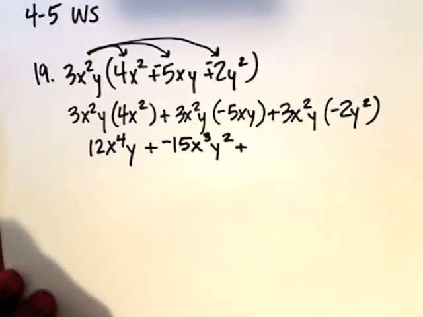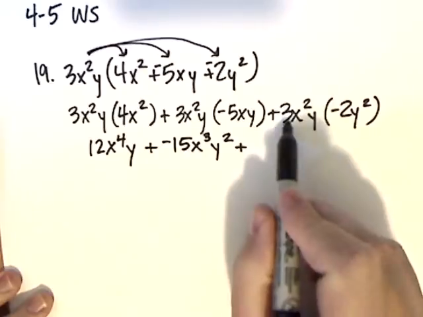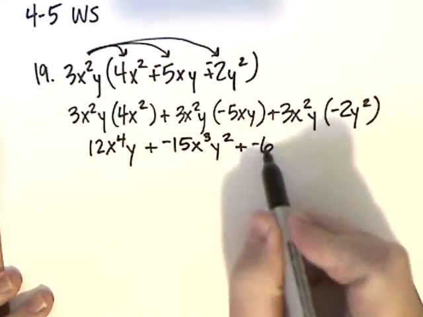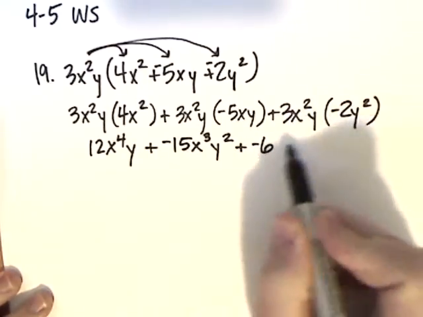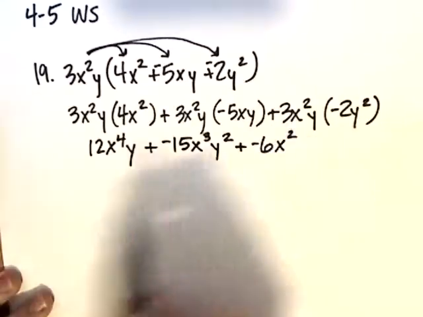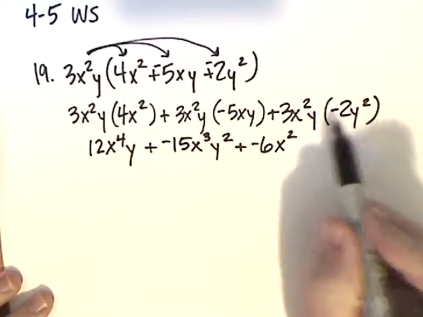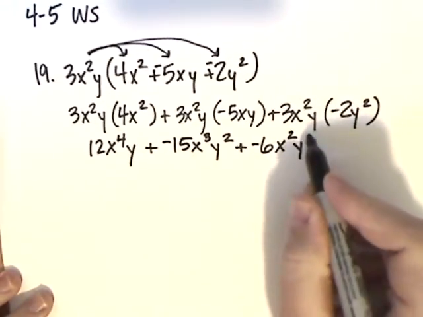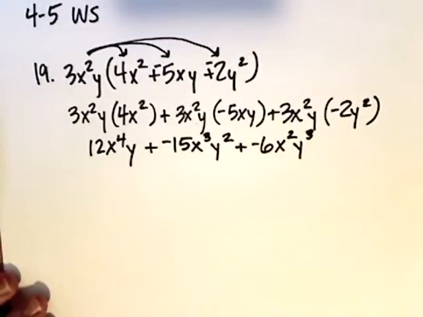Move on to the last of the three multiplications. 3 times negative 2 is negative 6. X squared doesn't have anything to multiply here, so I'm just going to rewrite x squared. Then I have a y times a y squared. That's y to the 3rd power.